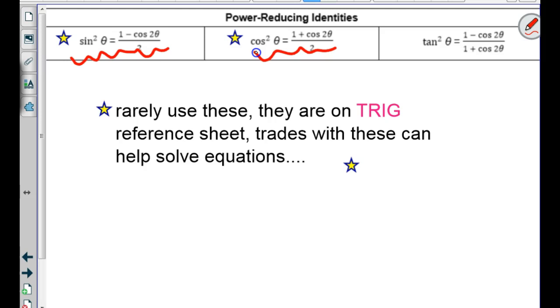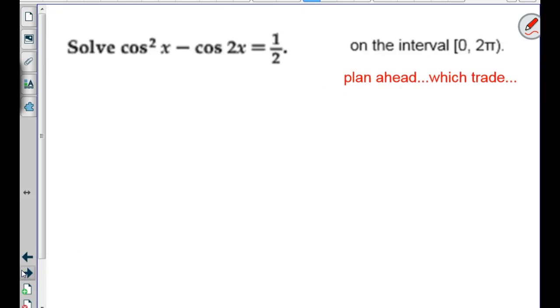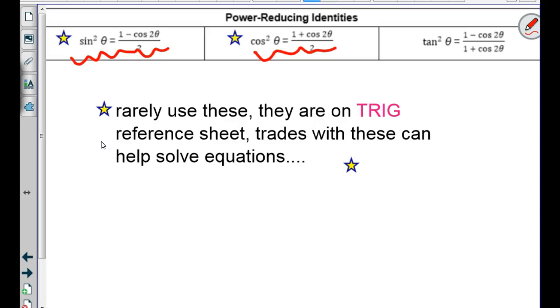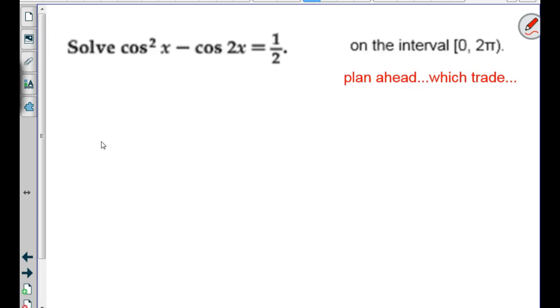Okay. Rarely use these. But I did put them on there. They can be used to help solve equations. I doubt we're going to use them. But they are on there. Tangent one is not on there, but you're good. All right. I am going to solve this equation. You have this on your notes? Underneath this, maybe? Do you have this one? Nowhere? Not worked out for you or anything?